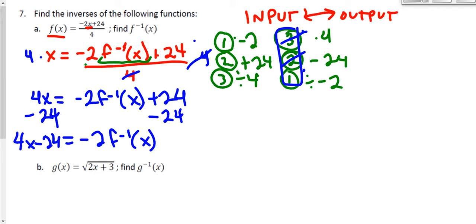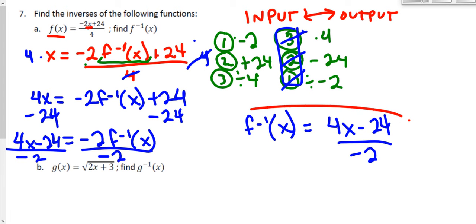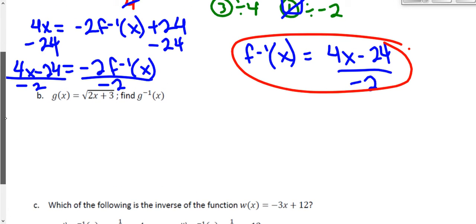The last thing I have to do is divide both sides by negative 2, here and here. So it gives me f inverse by itself, and my inverse function is 4x minus 24 over negative 2. You can continue simplifying this, but for our purposes it's unnecessary. We're going to go ahead and call this our final answer for the inverse function. As long as f inverse is by itself, I can be happy that we're done with that.